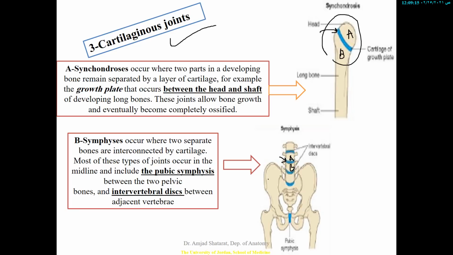And let's just take this example, intervertebral disc between vertebrae, which we call symphyses, and they are usually in the midline in the vertebral column, and also here symphysis pubis between the right and left hip bones. You just need to know the names as examples for cartilaginous joints.